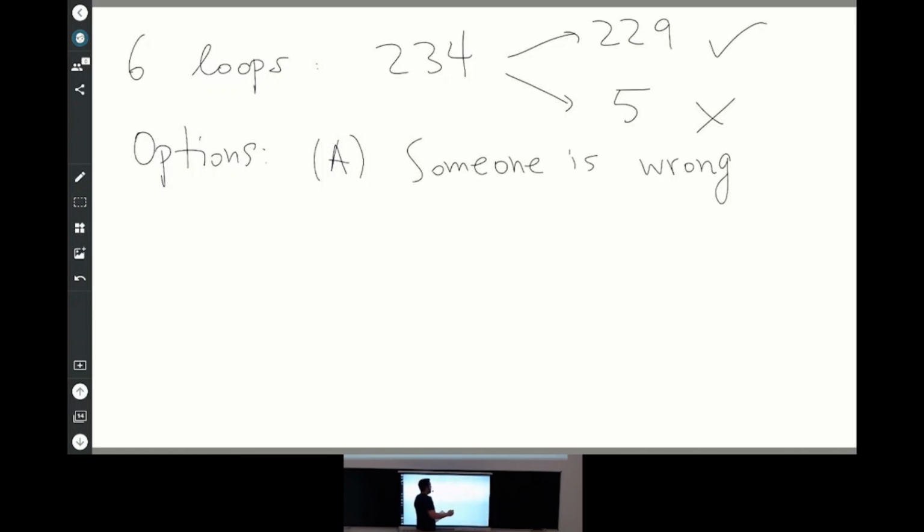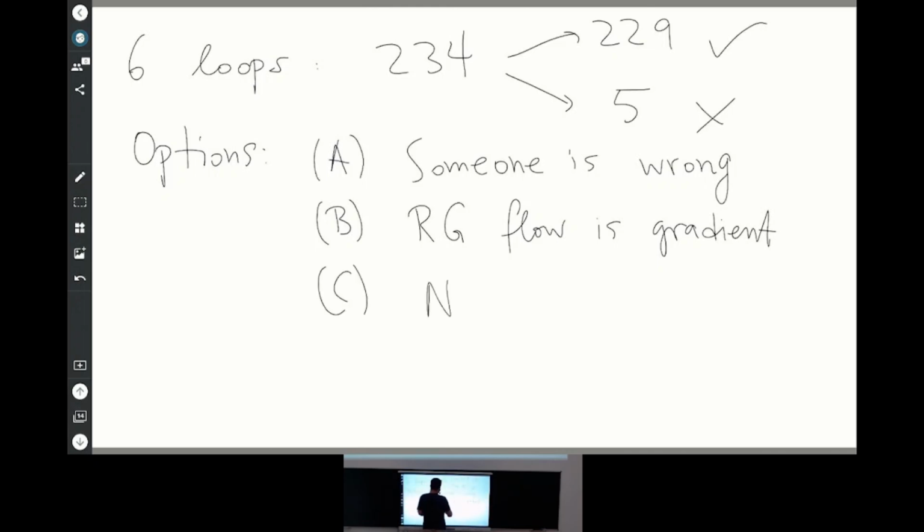And I know some of you at least are hoping for that one. There is option B that says, well, RG flow is still gradient. And there is option C, which is none of the above. Okay, so who is going to go with option A?